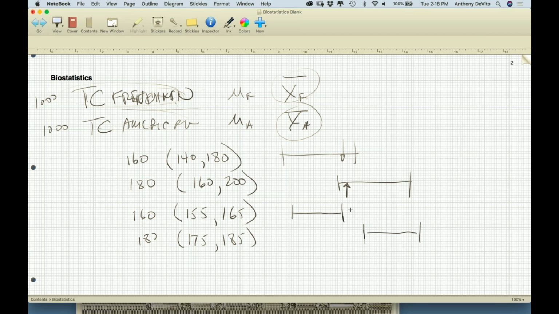Now, can you say with 95% certainty that the true mean total cholesterol for Frenchmen is different from the true mean for Americans? Now it seems like you could say that, because the confidence intervals don't overlap. You want to know something?